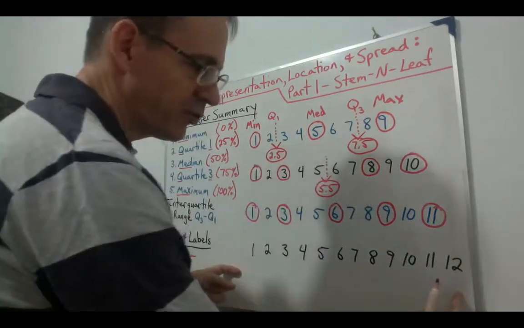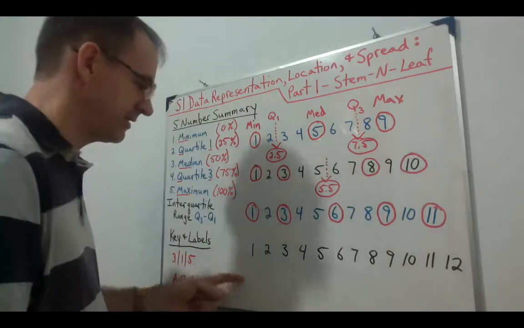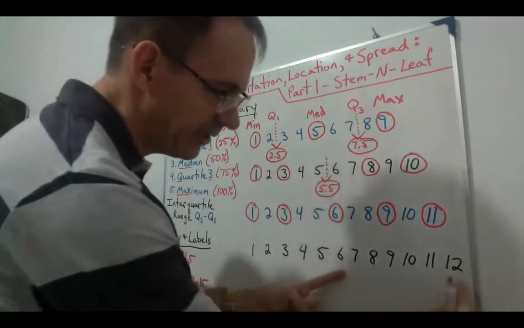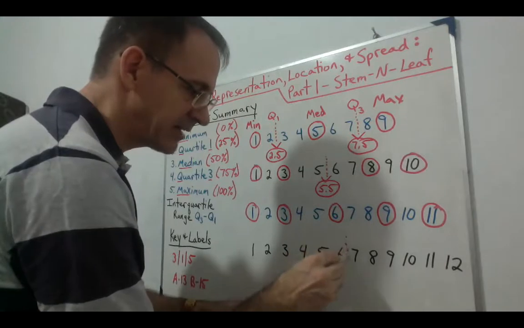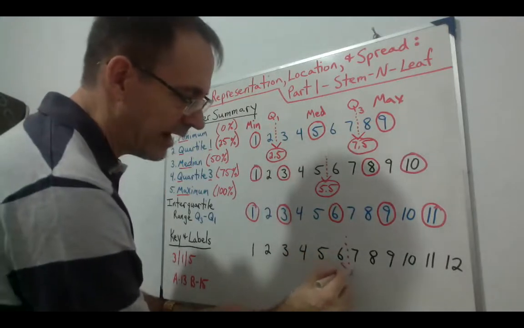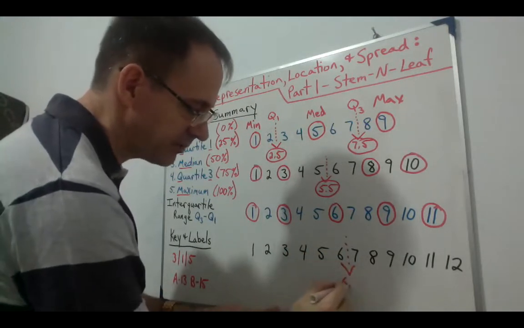Now here's a group of 12. 12 divided by 2 is 6. So here's 6 and here's 6. There's not an exact middle. So again, you average the two numbers, so you get 6.5.